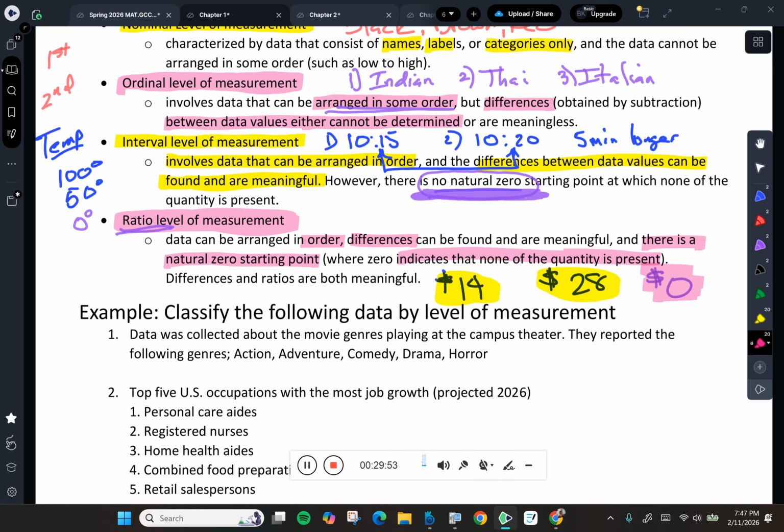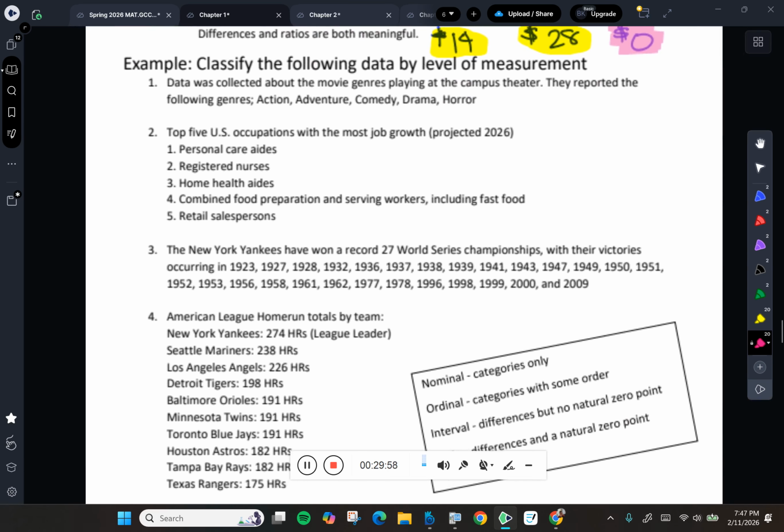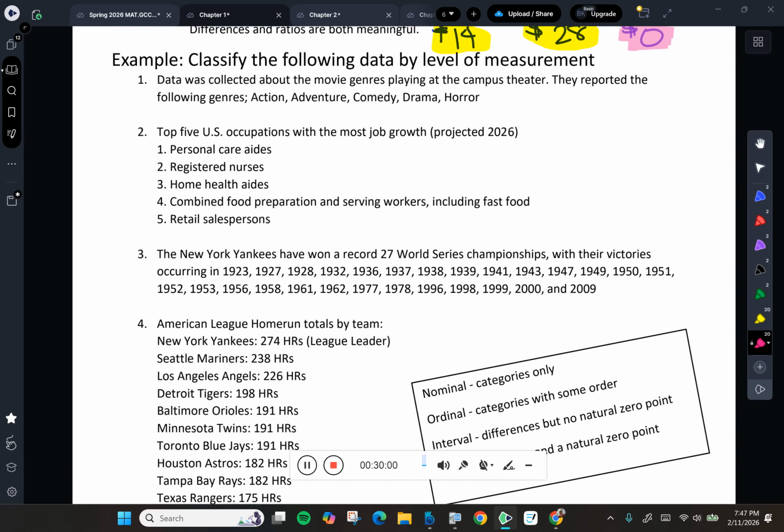All right, let's see if we can come up with some ideas of whether or not these things are levels of measurement, what level of measurement they are. Right? All right, so we'll start with the first one. Data was collected about the movie genres playing at the campus theater, and they said that they have an action, an adventure, a comedy, drama, and a horror. Okay, so I've got data. There's my data. My data is those words right there.